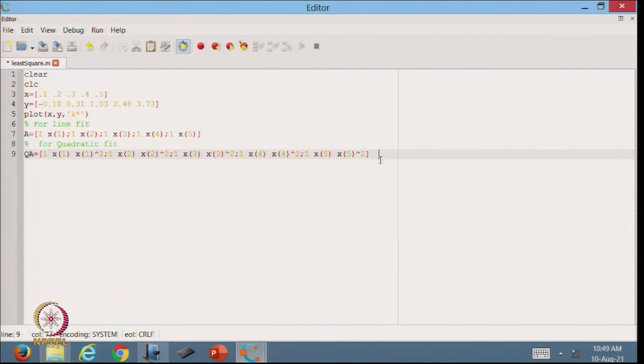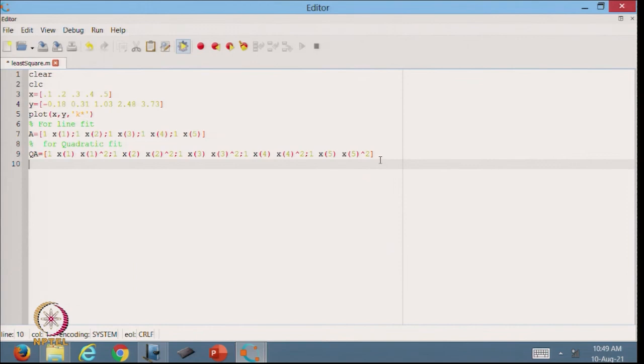Then I write the right hand side vector. I write b is equal to, that is basically y. So, y I have written in the row form, so I will just take the transpose of that one. So, this will be my y.